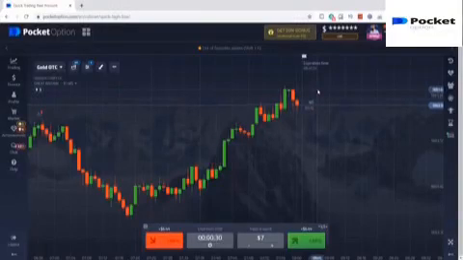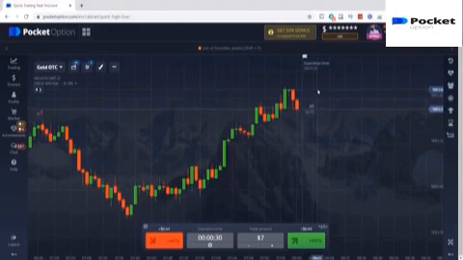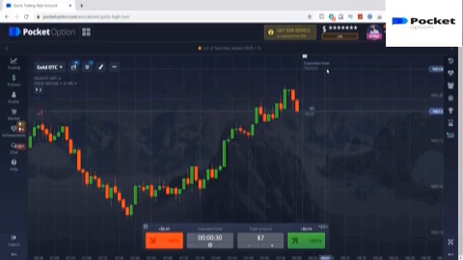How to navigate through Pocket Option. So the number one thing that I feel everyone needs to know, that is a necessity, is how to access your live and demo account and what the difference between the two is.